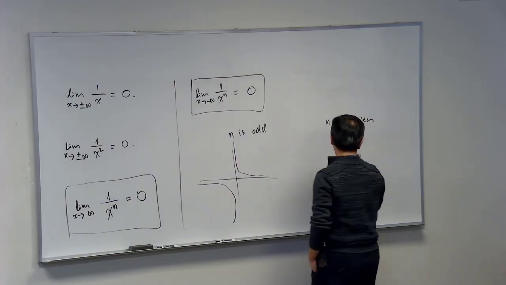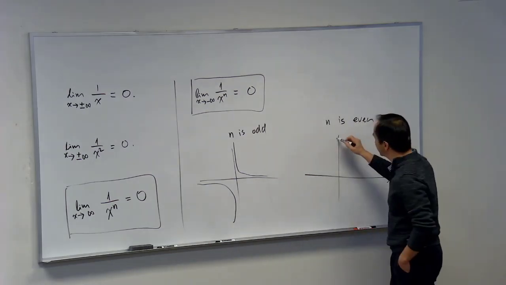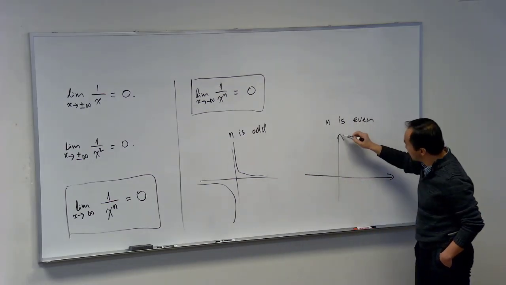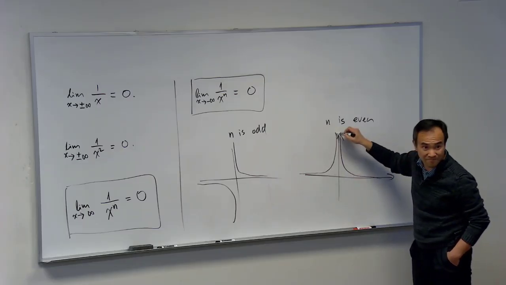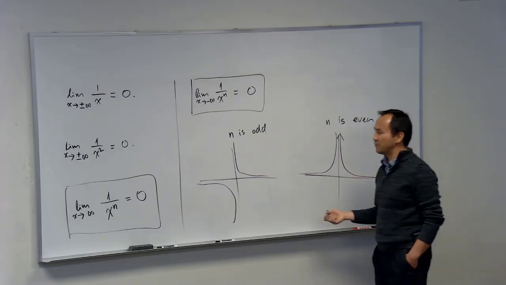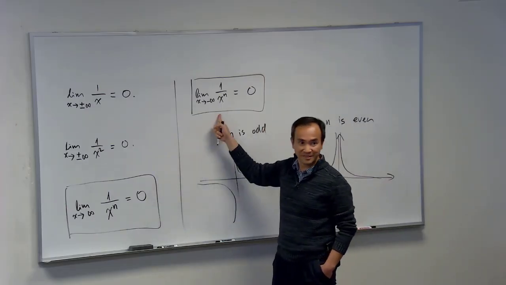When n is even, the graph will look extremely similar to the 1 over x squared, but maybe it's more squeezed in. See what I'm saying now? And that's the idea of that, and that's how we came to these solid results. Sounds good with me on that?